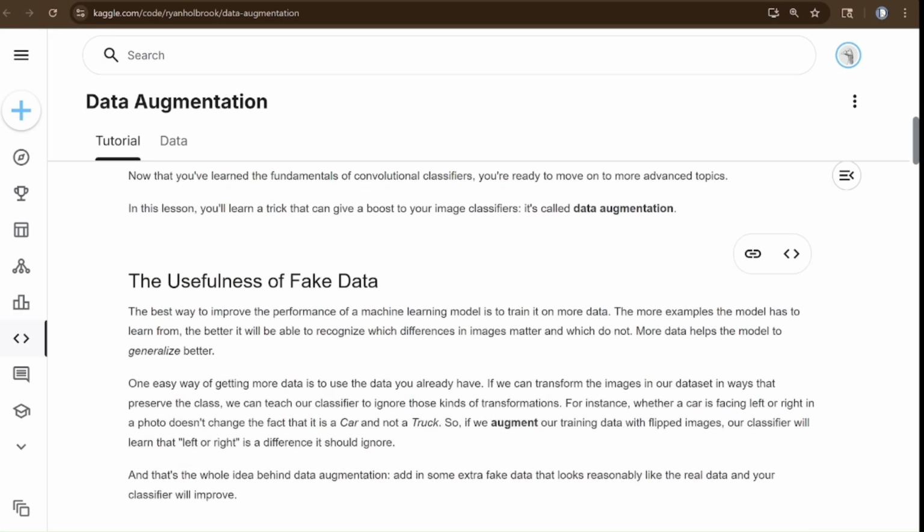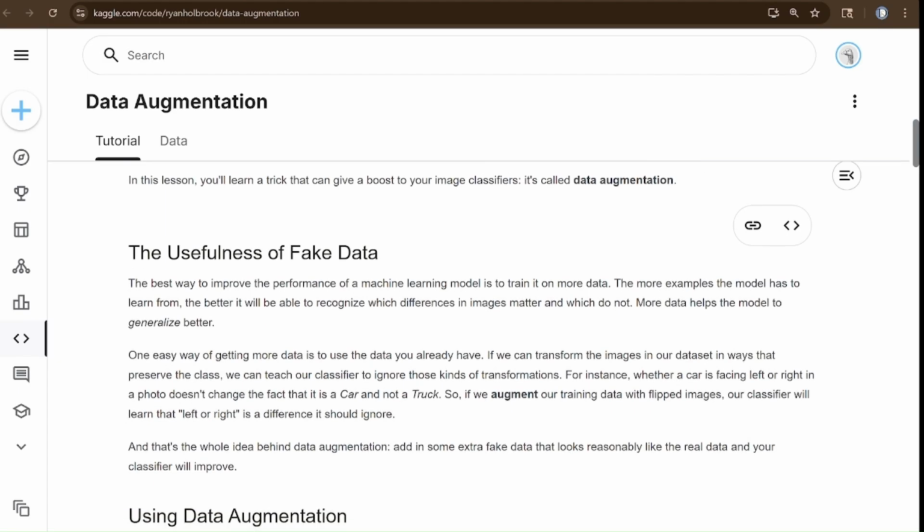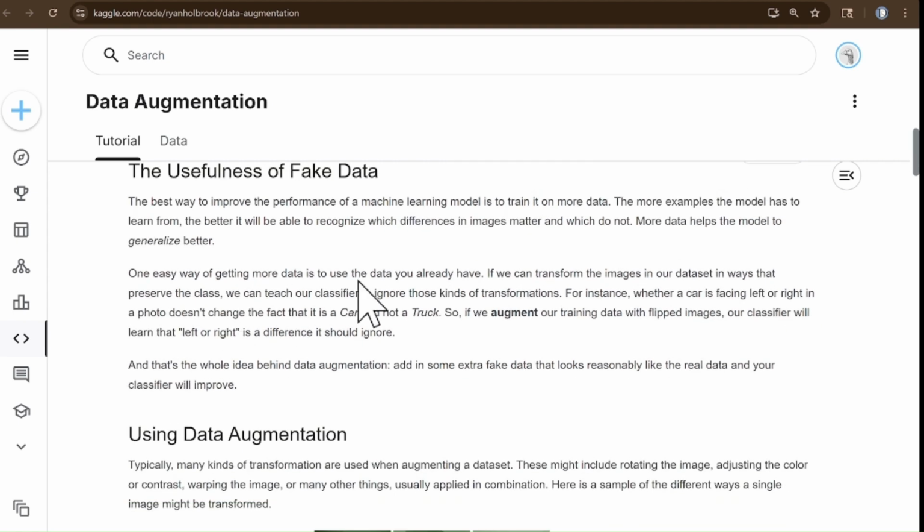See, the best way to improve performance is to train on more data. Let's say you have 100 images, but if you have 1000 images, automatically your model will perform better. So you need more data. Now how can we generate data? One method is this data augmentation technique. One easy way of getting more data is to use the data you already have. If we can transform the images in our dataset in ways that preserve the class, then we can teach our classifier to ignore those kinds of transformation.